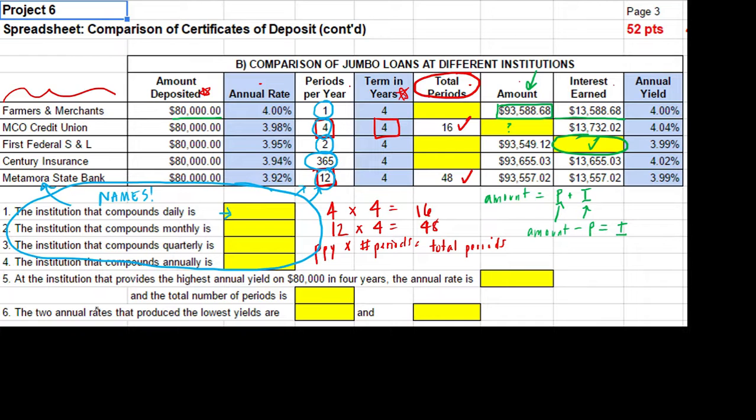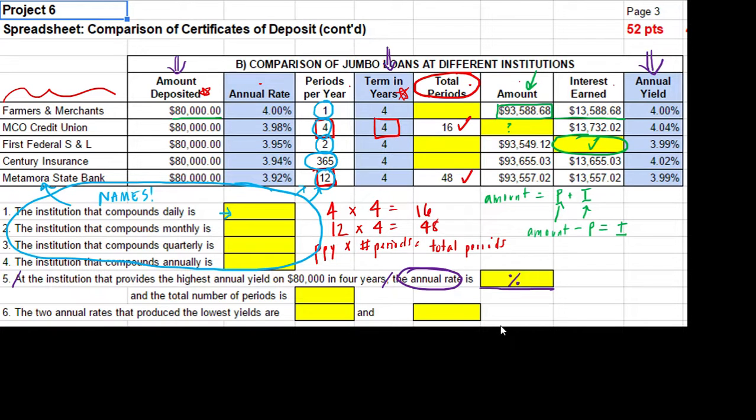Now, question 5 says, at the institution that provides the highest annual yield on $80,000 in 4 years, the annual rate is... So this is going to bounce us around a little bit. Notice that our answer should be an annual rate, which means this should be a percentage. So let's start there. We're looking for the highest annual yield of all of these because they're all $80,000 deposits, they're all 4-year terms. So look at the annual yield and figure out which one is the highest yield.